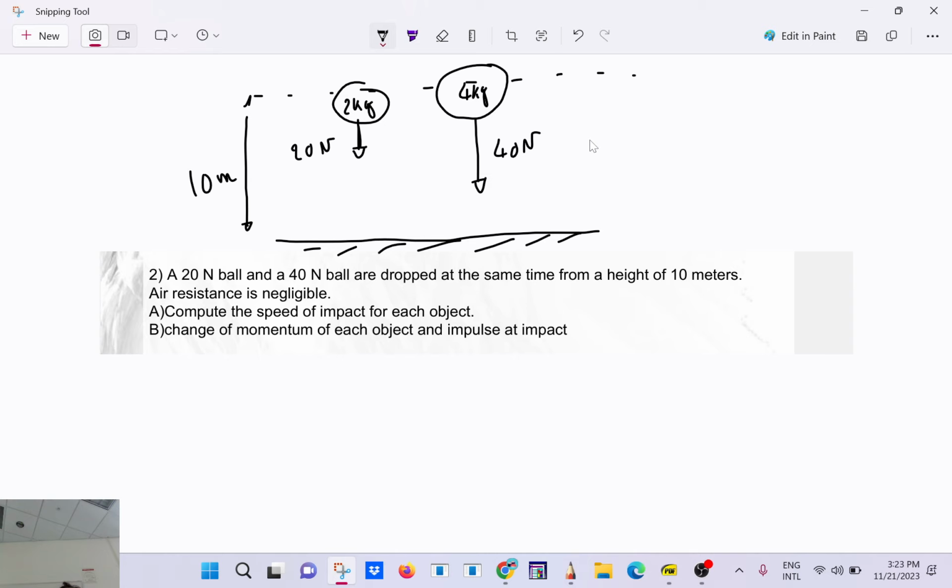Okay? So you can use the conservation of energy or you can use kinematics. Right?